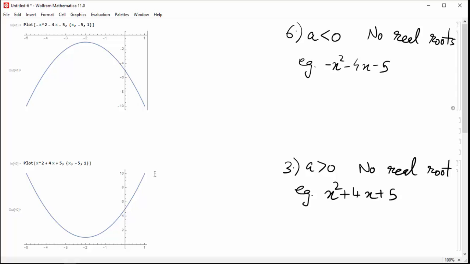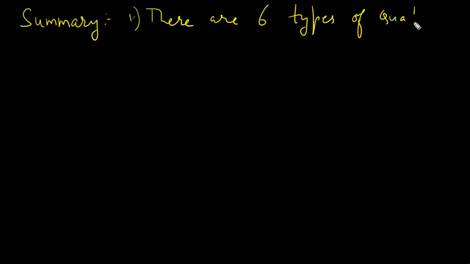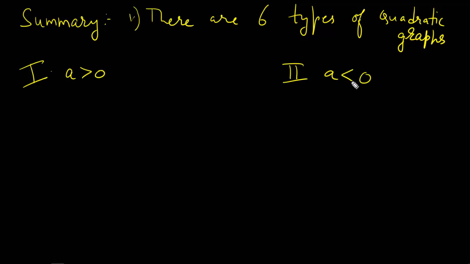So now let's make a quick summary of what we learned. First point, there are 6 types of quadratic graphs. They can be divided into first, a is greater than 0, and second, a is less than 0, where we have the general form of quadratic equation as ax square plus bx plus c, where this a and this a are the same thing. So the first case here is two real roots.